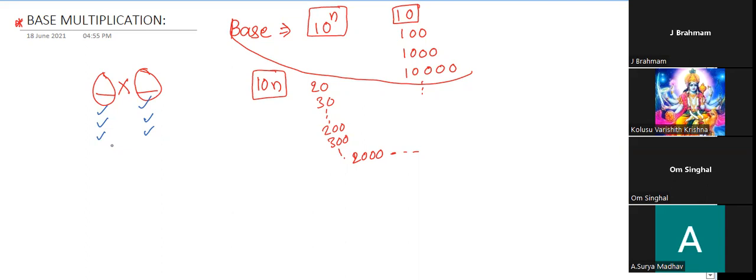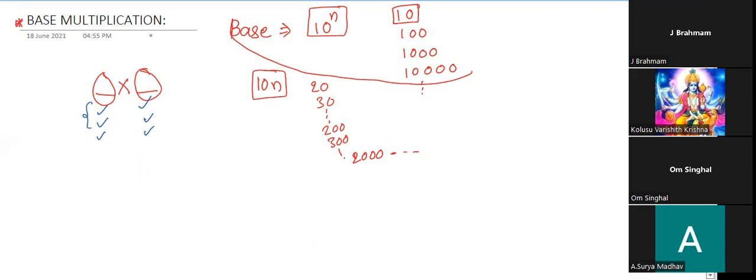Sir, can we do it in the method like 98 into 105? Yeah, 98 into 105 also we can. We can do up and down numbers. How can we do that? Yeah, we'll see everything. So first we will see both the numbers above base and both the numbers below base. And later, we will see one number above, one number below.